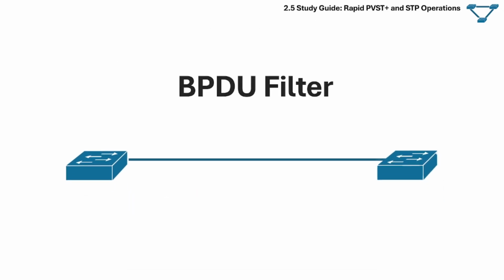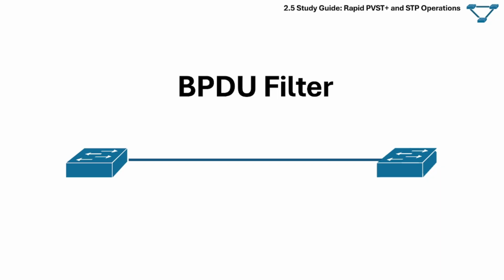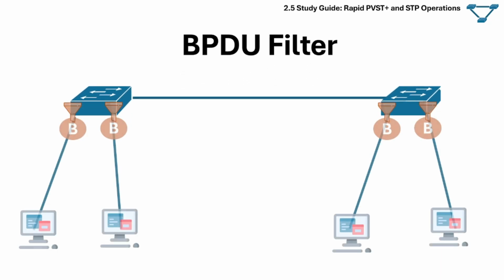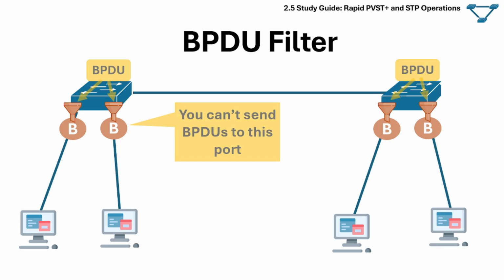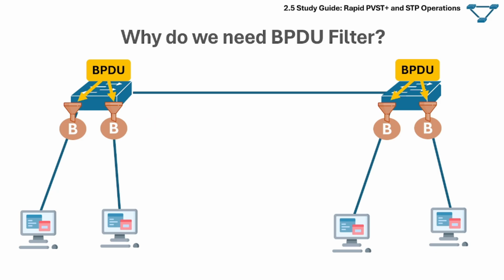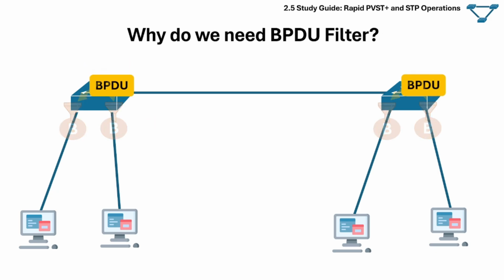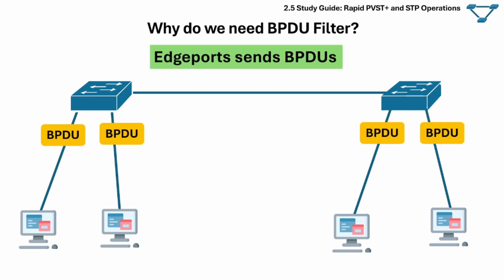Another spanning tree feature designed to protect the loop-free tree is the BPDU filter. BPDU filter is a feature that either prevents a switch port from sending or receiving BPDUs, or both. Why do we need BPDU filter? An edge port sends BPDUs. This is part of the spanning tree protocol's normal behavior, which helps prevent loops by allowing switches to share topology information.